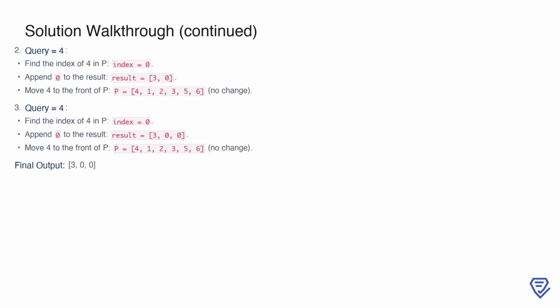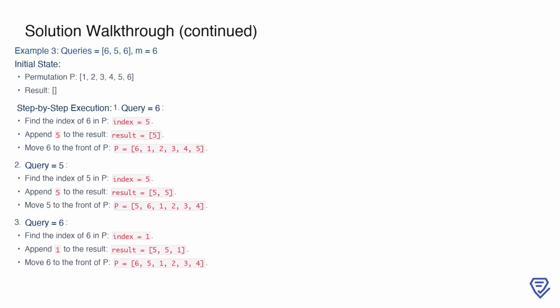Now, for the second query, which is again 4, its index in P is now 0 since it is already at the front. We append 0 to the result, updating it to 3, 0. Since 4 is already at the front, the permutation remains unchanged as 4, 1, 2, 3, 5, 6. For the third query, which is still 4, the index remains 0. We append this to the result, making it 3, 0, 0. Again, since 4 is already at the front, the permutation does not change. After processing all queries, the final output for this example is 3, 0, 0.